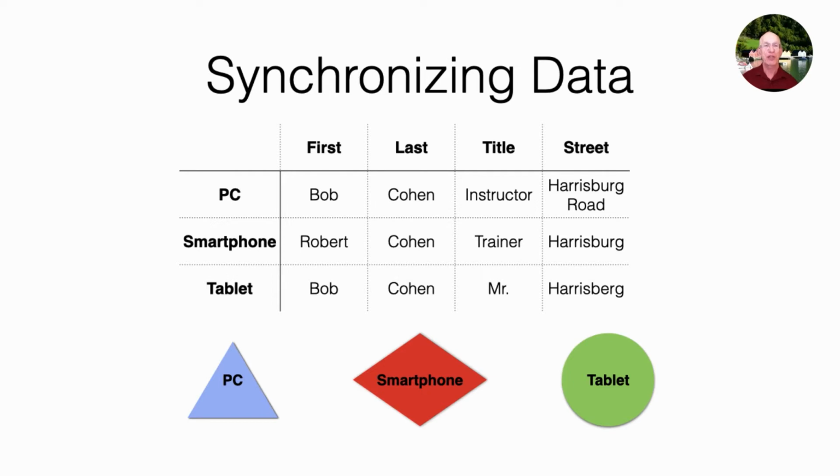You can look at the way I have my name set up on my PC in a contact list, the way I have my name set up on a smartphone in my contact list, and the way I have my name set up on a tablet in a contact list. And you know that this is all the same person. Your brain did a really quick calculation and said, hey, this is the same person.